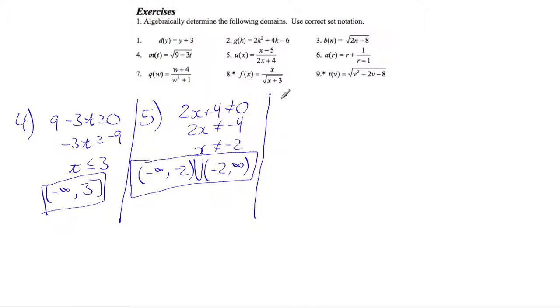All right, number 6. I have this right here. This looks trickier than it is. We have another fraction. So remember, this fraction cannot have a 0 in the denominator. So r minus 1 cannot equal 0. I don't really care about this first r. I would only care about that if I'm talking about the range, but I'm only talking about the domain.